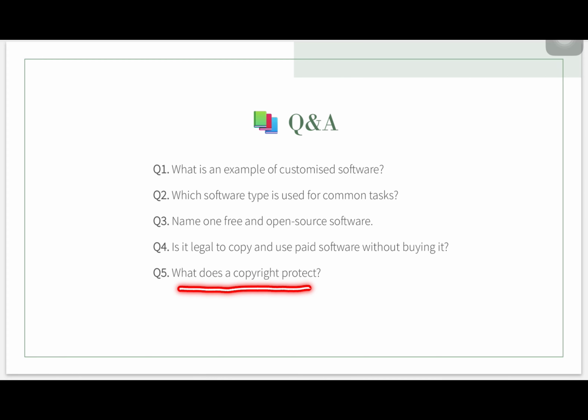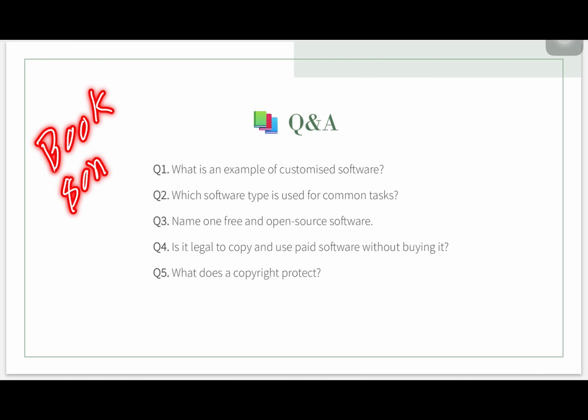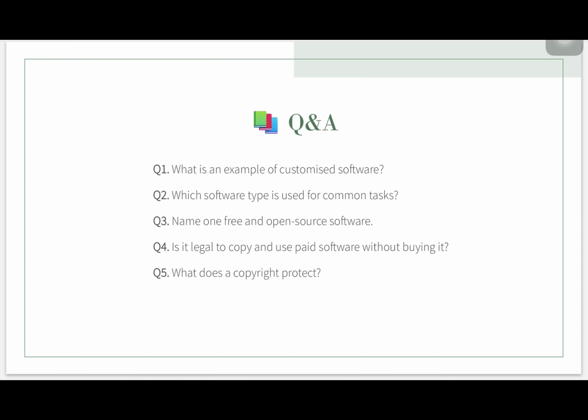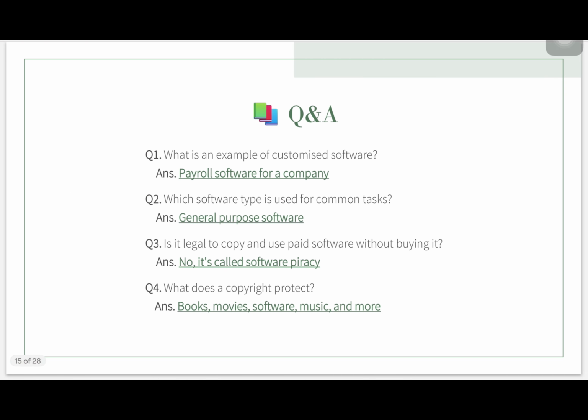What does copyright protect? What does it protect? Just a minute ago we saw: books, songs, movies, and the last one is software. Correct. There are more examples, but in your book only 4 examples are given. See here. Payroll, company, general purpose software. No, it is called software piracy. Then book, movie, software, music, and more.